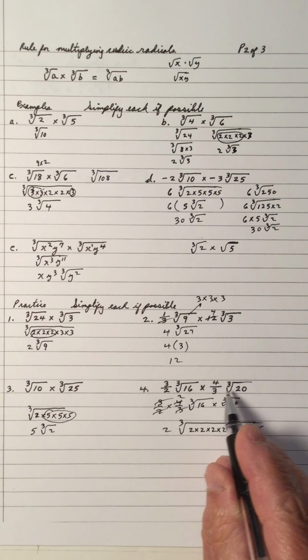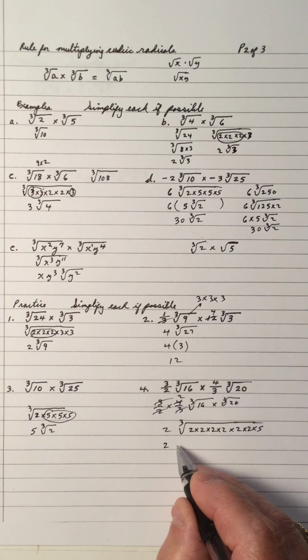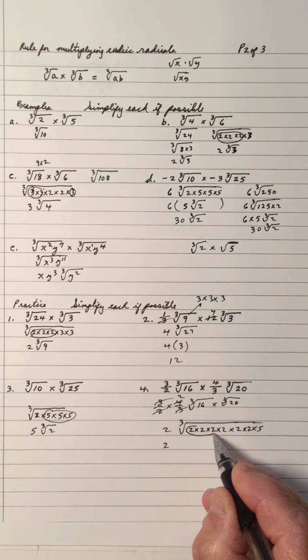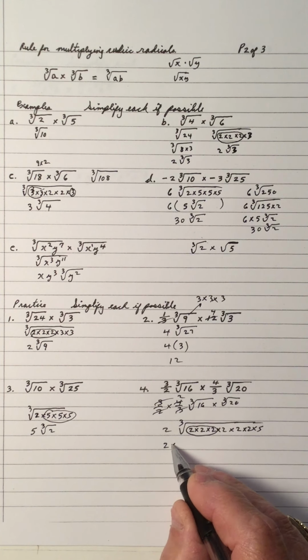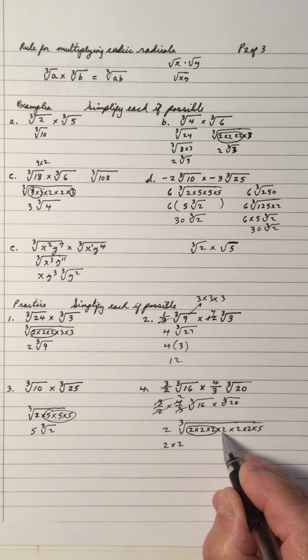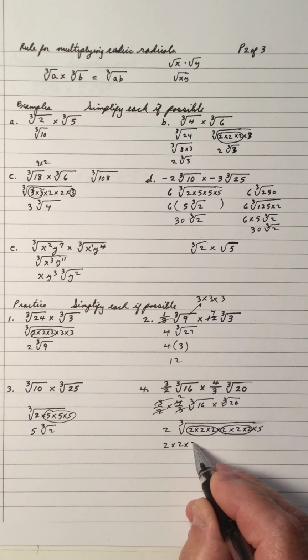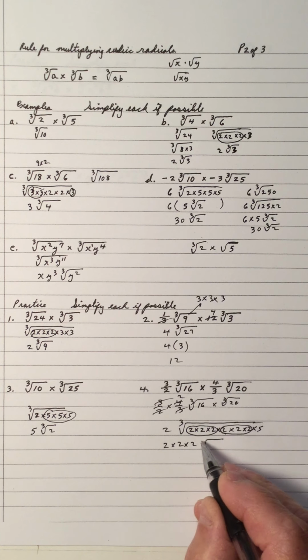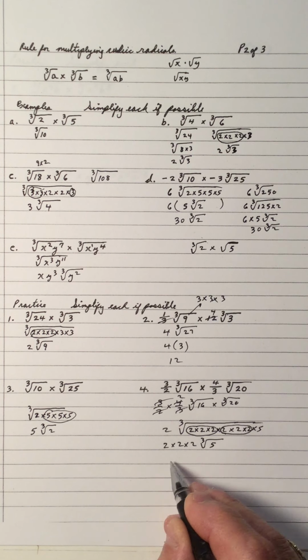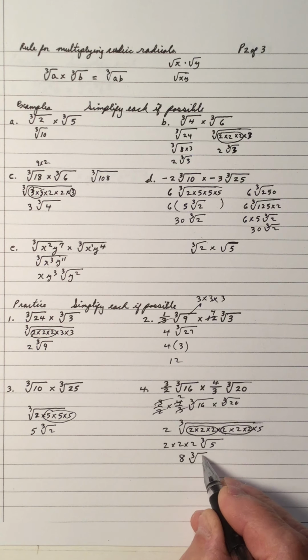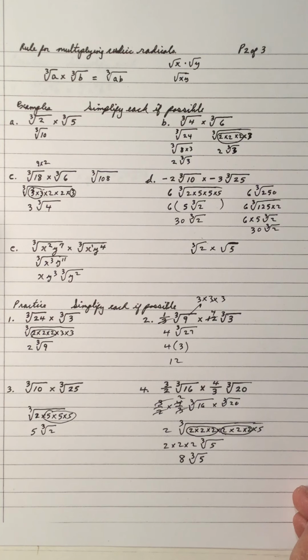We can multiply these because they're both cube roots, so there's a 2. And cube root, for every 3 of them, there's an 8 there, so that's a 2 coming out. There's 3 more 2's right here, so there's another 2 coming out. And the 5 is left. So that simplifies to 8 cube root 5.